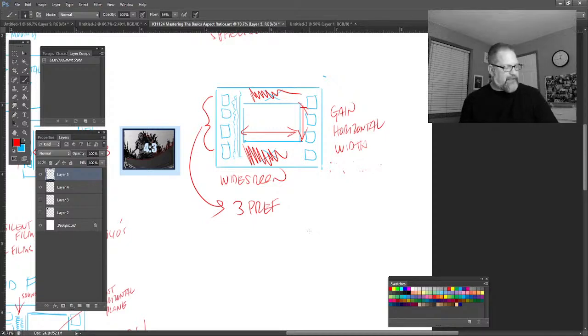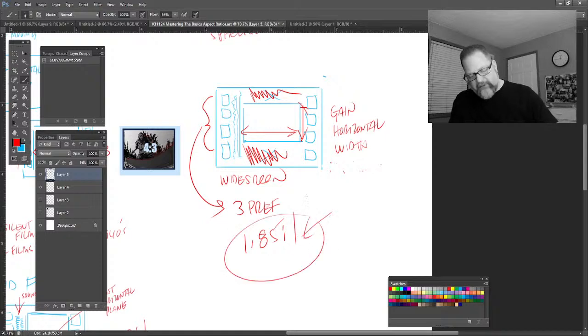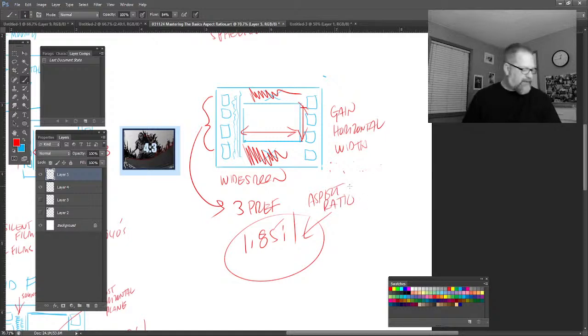That pretty much gave light to the aspect ratio of 1.85:1. And that was the aspect ratio from there. Okay.